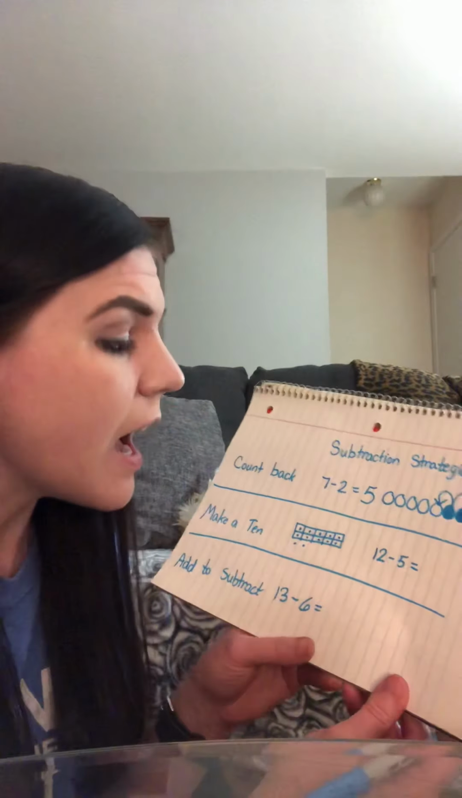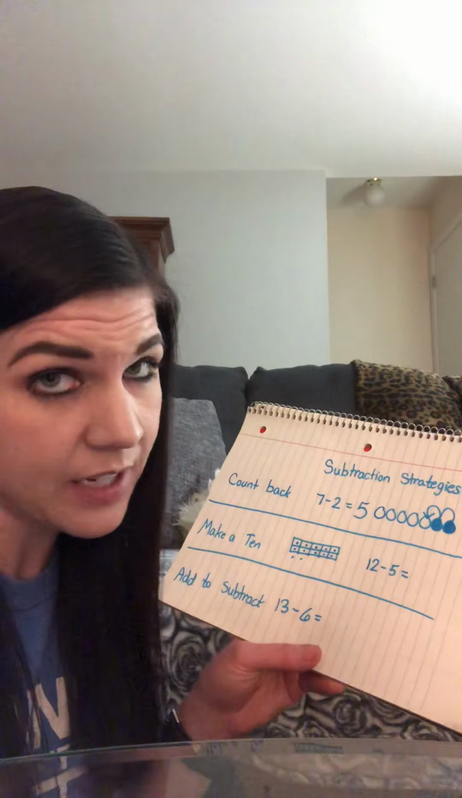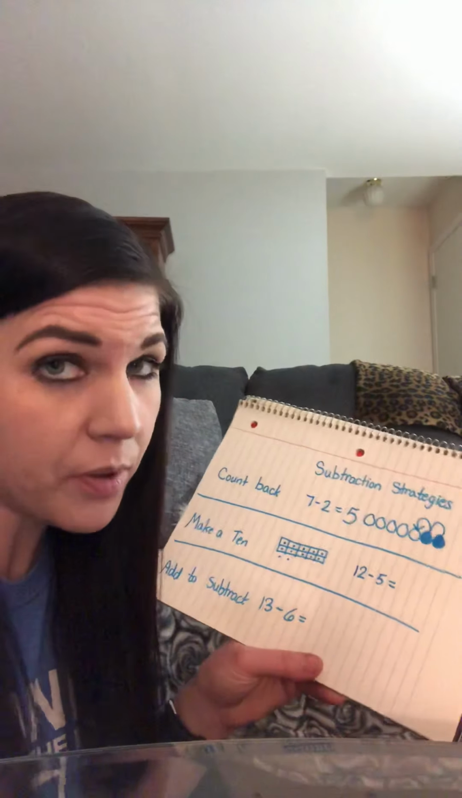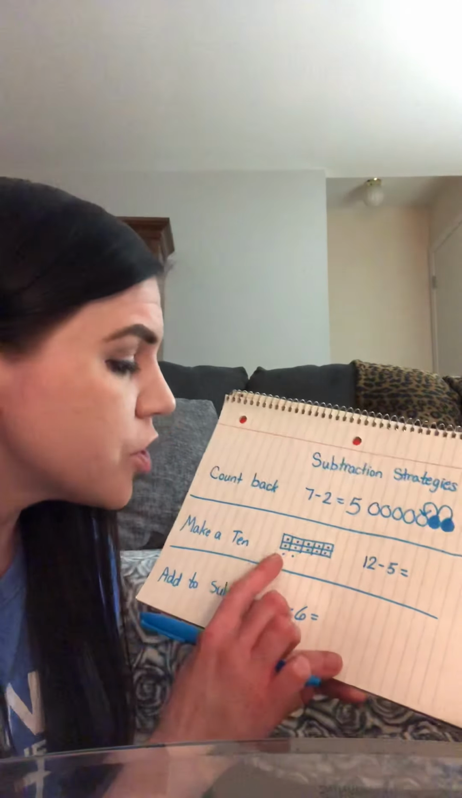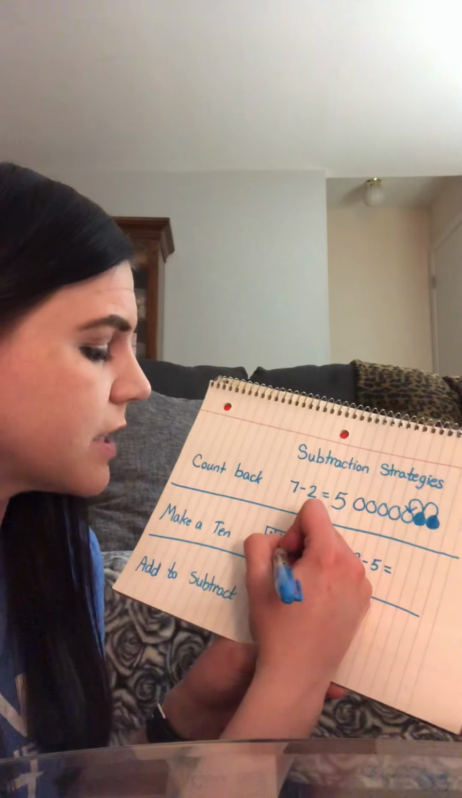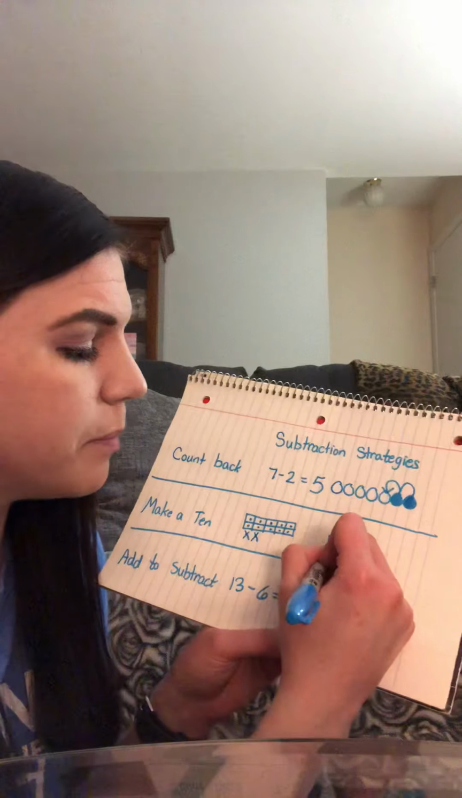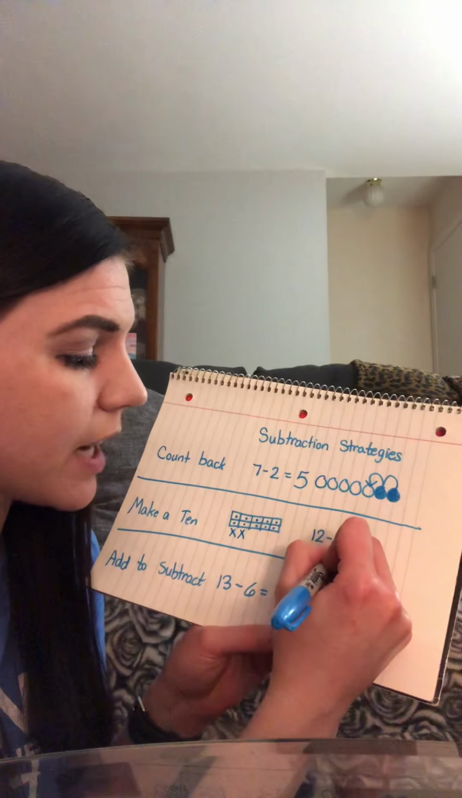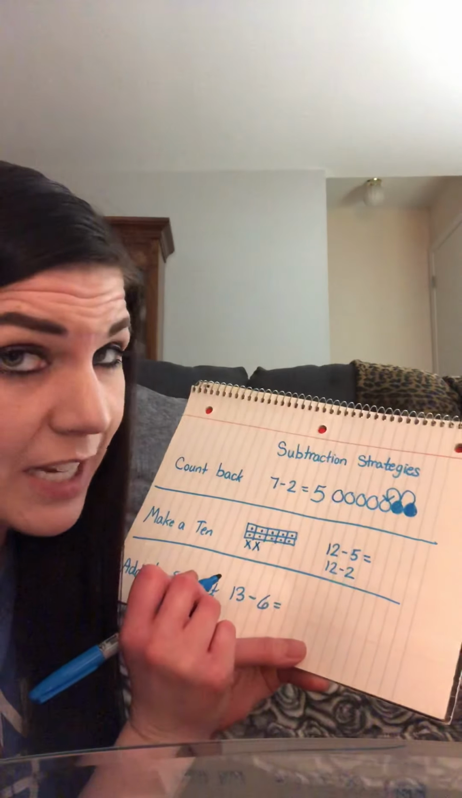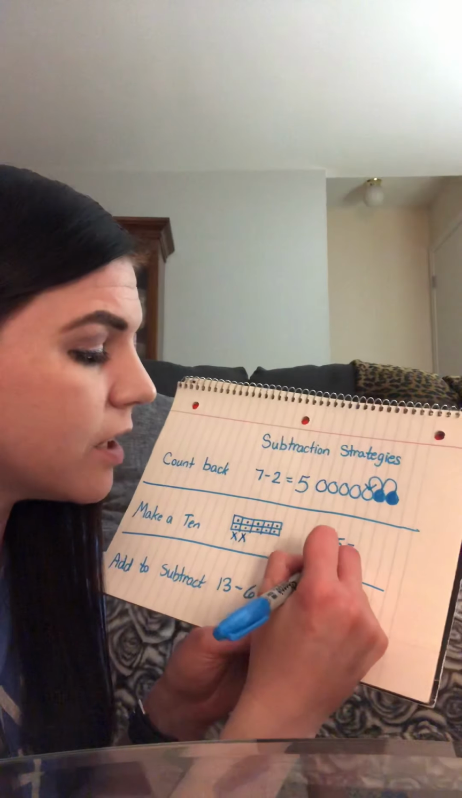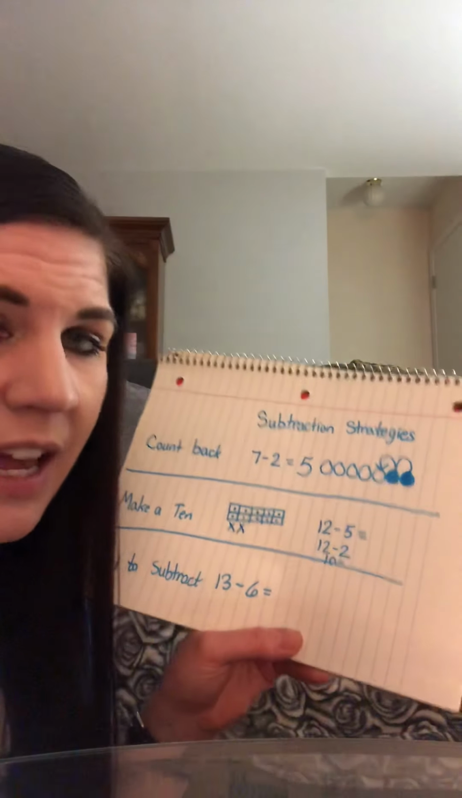Now, I can solve this 2 different ways, but I want to think in my brain what makes the 10. So the first thing I want to do is get rid of the 2. So I'm going to cross them out. That means that I've already subtracted 2. That makes my 10. So I know that equals 10.